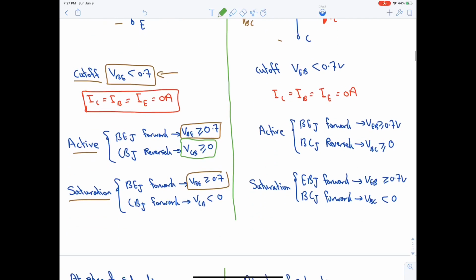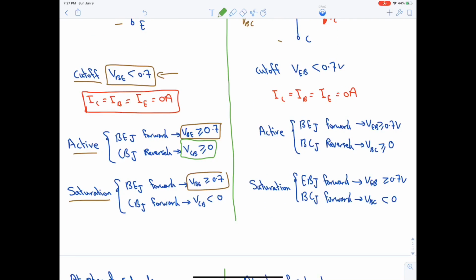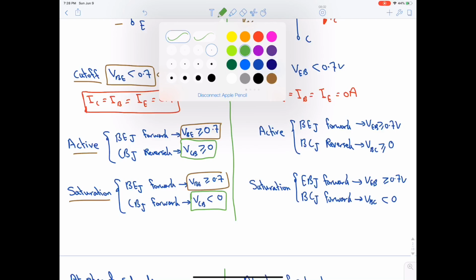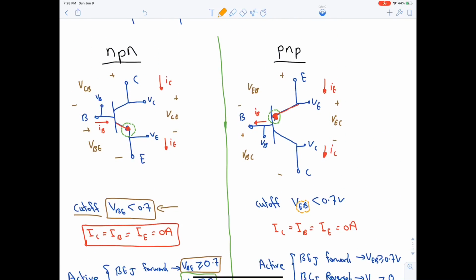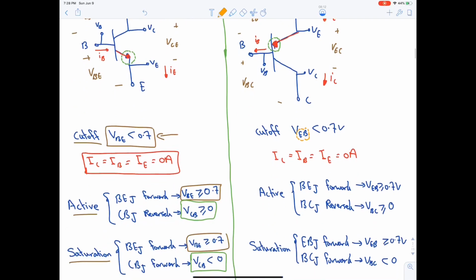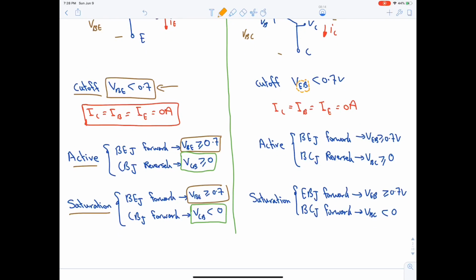If VCB is greater than or equal to 0, this means we are in active. However, if it's less than 0, it means we are in saturation. The same concept applies in PNP. However, the only difference is that if here we have a BE, here we're having EB. The reason why is that we have swapped the E and C. So all the letters will be swapped.